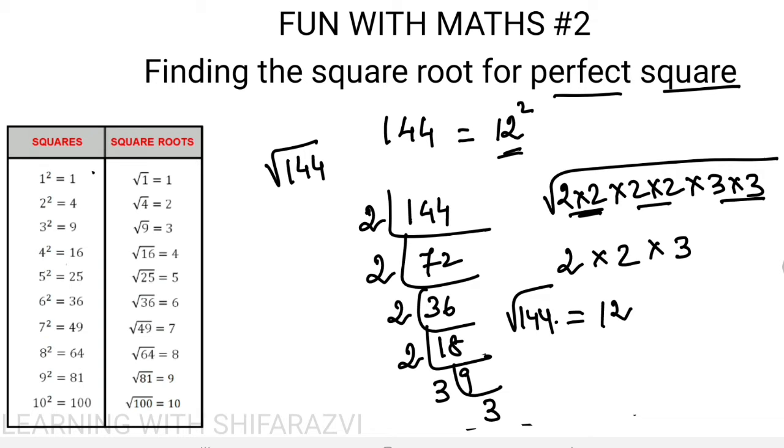So this is the traditional method we use to find the square root of a perfect square. Now I am going to teach you a shortcut to find the root of a perfect square. What is that? Let us see now.